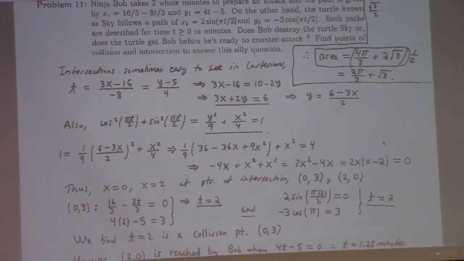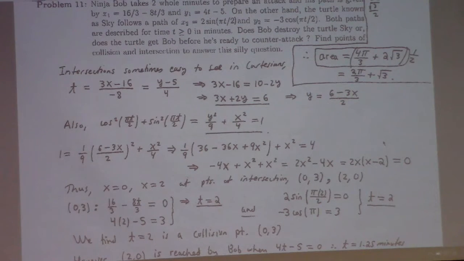Ninja Bob takes 2 whole minutes to prepare an attack, and his path is given by x1 equals 16 thirds minus 8t over 3, and y1 equals 4t minus 5. On the other hand, the turtle known as Sky follows a path x2 equals 2 sine pi t over 2, and y2 equals minus 3 cosine pi t over 2. Both paths are described for t greater than or equal to 0 in minutes. Does Bob destroy the turtle Sky, or does the turtle get Bob before he's ready to counterattack? Find points of collision and intersection to answer this silly question.